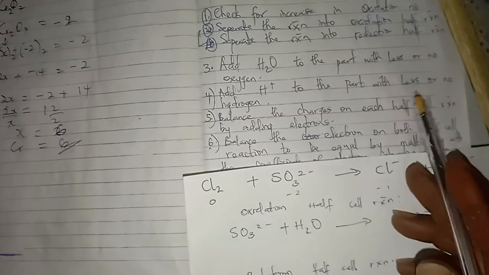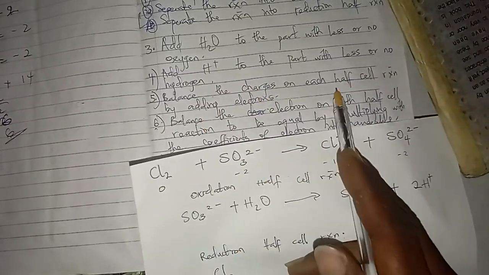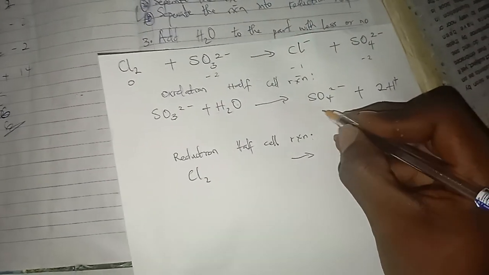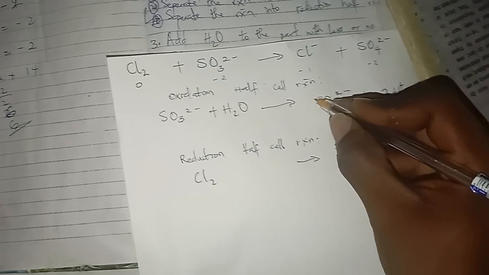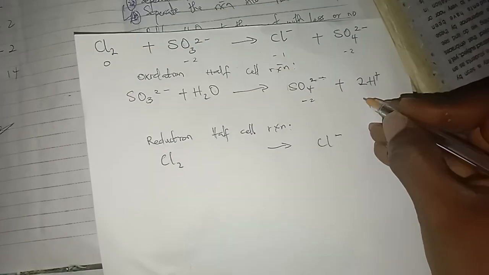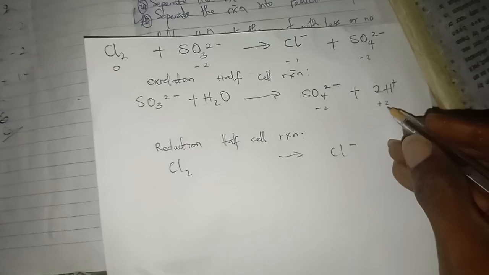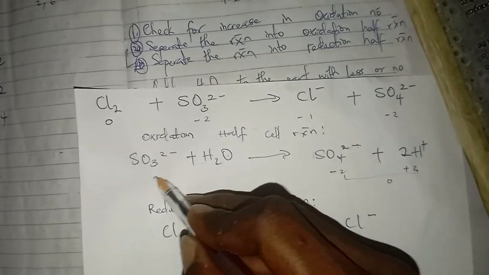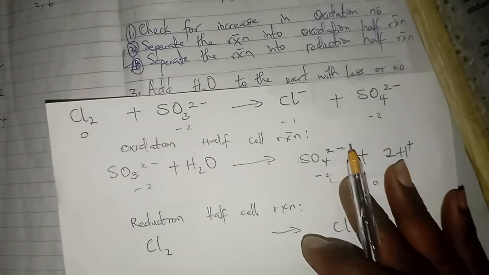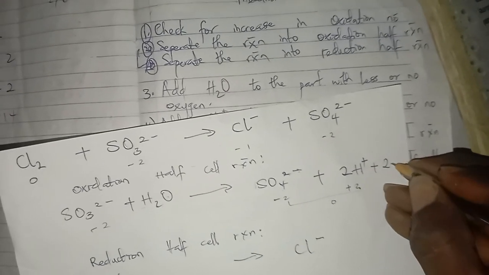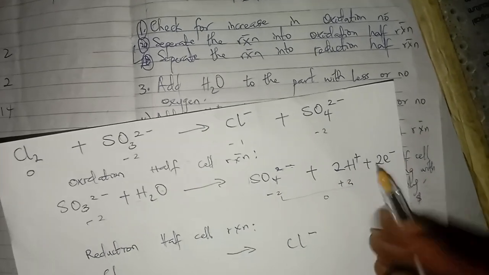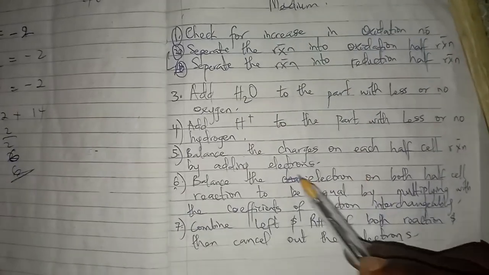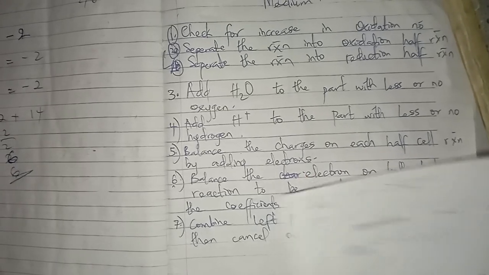Notice the next rule, after adding hydrogen ion to the part with less or no hydrogen: balance the charges on each half cell reaction by adding electrons. Here I have -2. This -2 is the invisible one here. Then I have 2 times, so I have +2. So -2 plus 2 will give me 0. But here I have just -2. So what I will do here is add plus 2e-, so that I have -2 and -2. Remember we said we do that by adding electrons. So I've added the electrons.